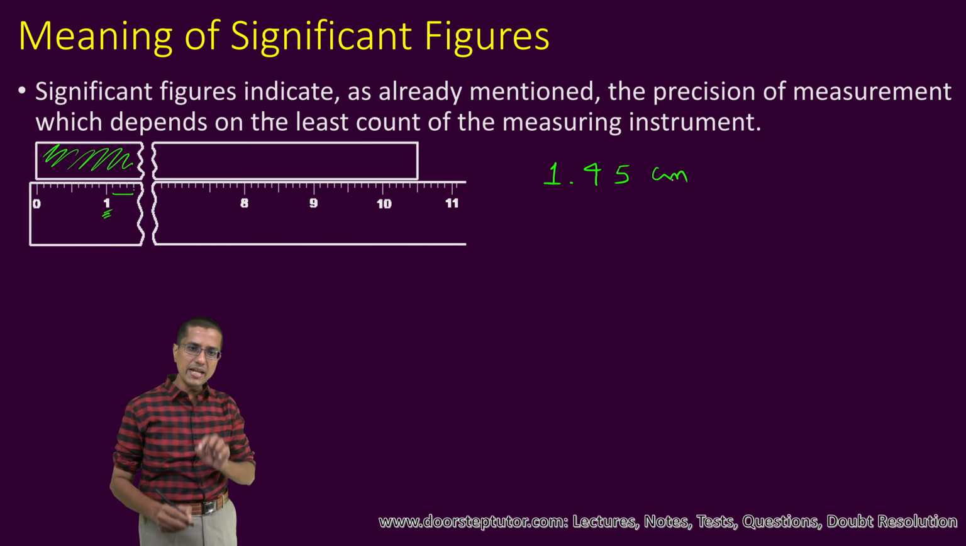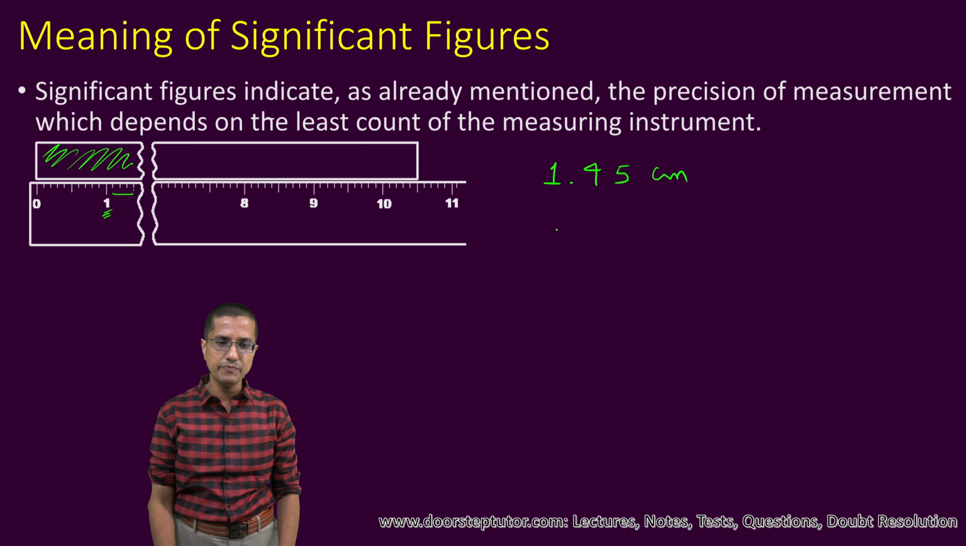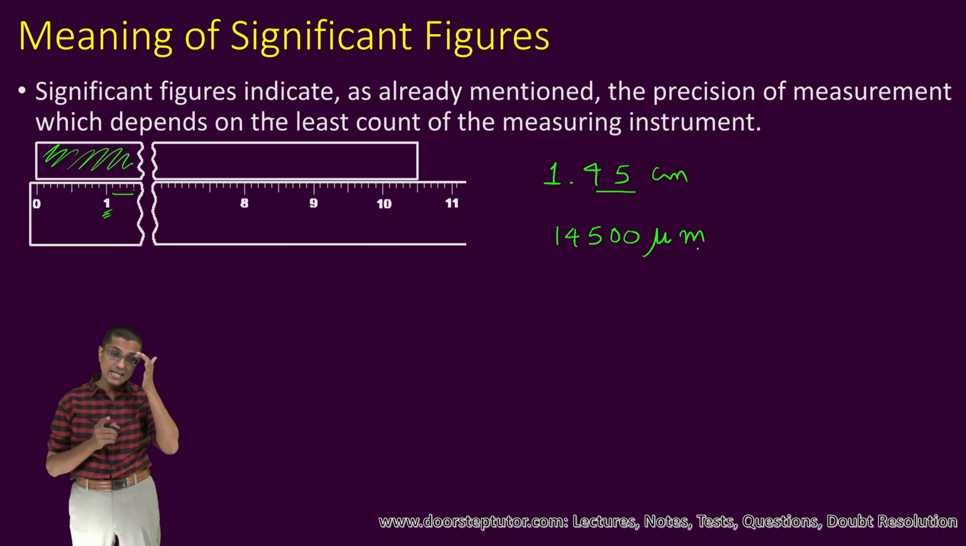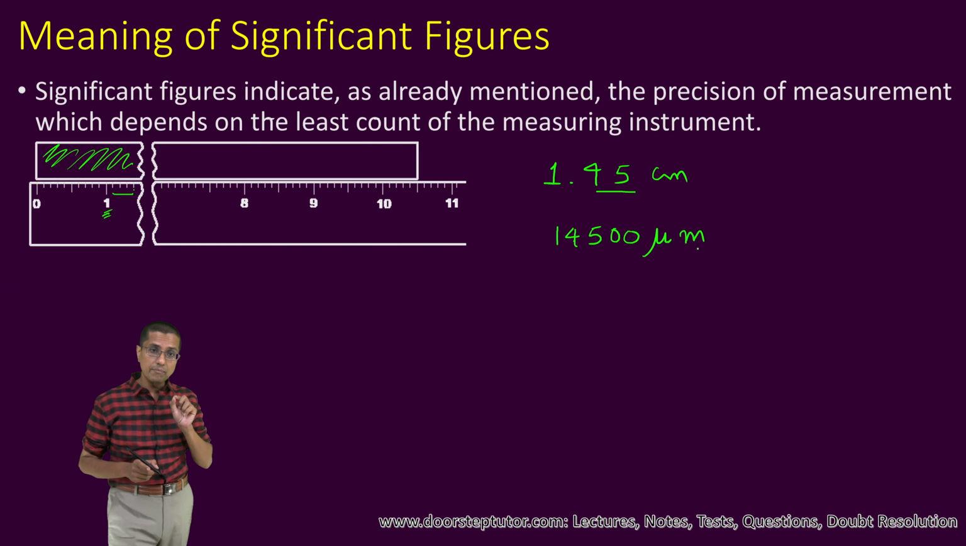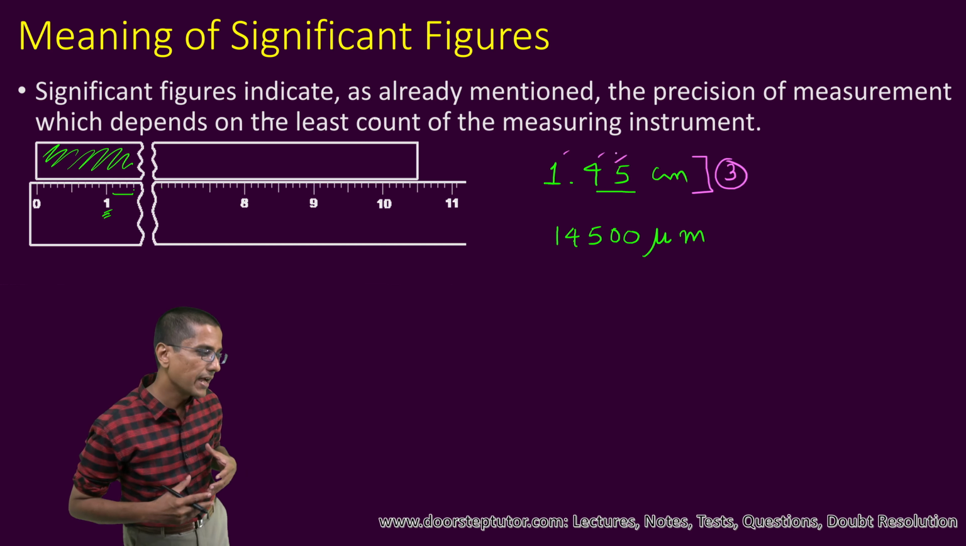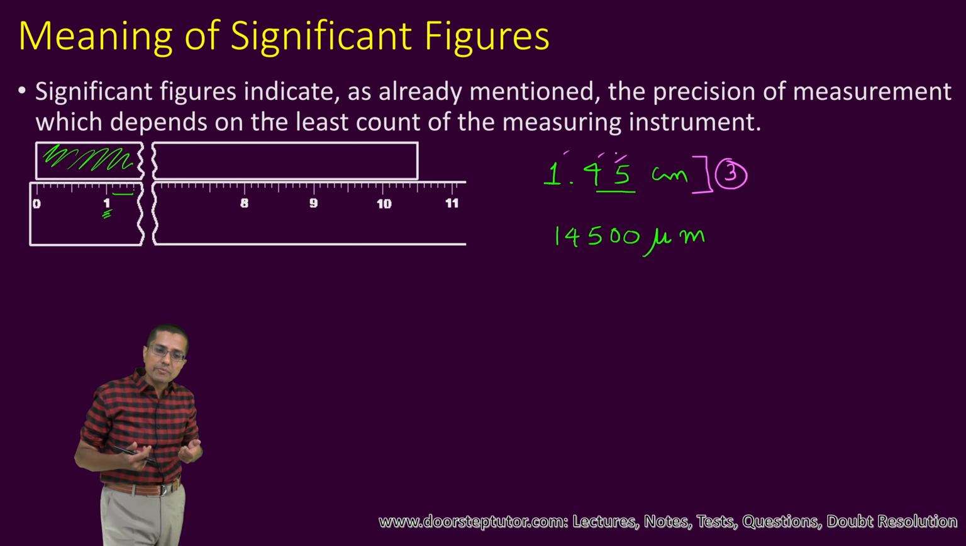Now the same length I can also express in micrometers. So this will be 145, and then they have to be multiplied by 10,000. So 14500 micrometers. Okay, so this is my length expressed in micrometers. My original centimeter measurement, of course, had 3 significant figures. These are the only 3 numbers which add accuracy to the measurement.